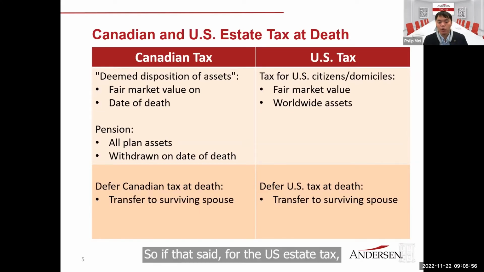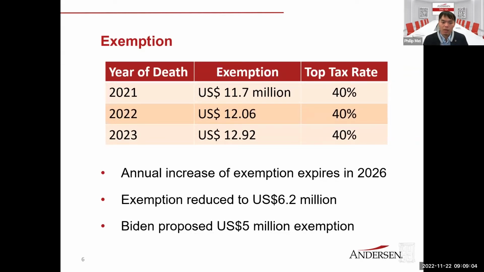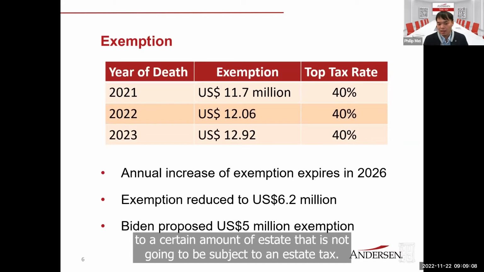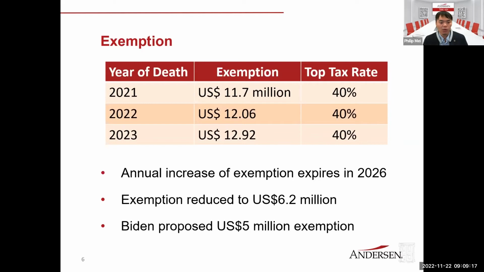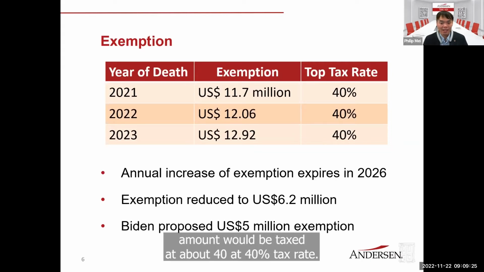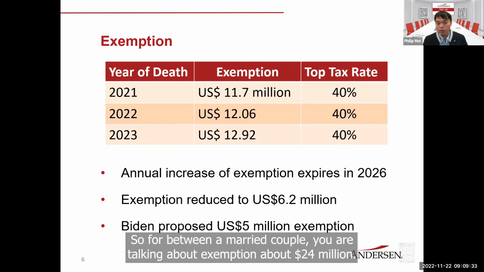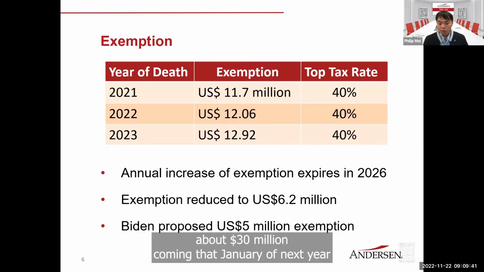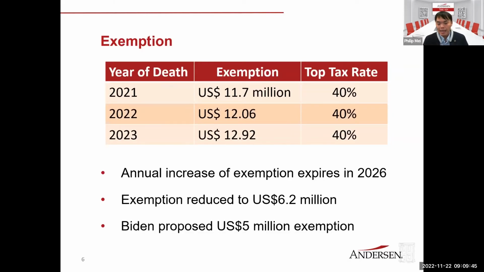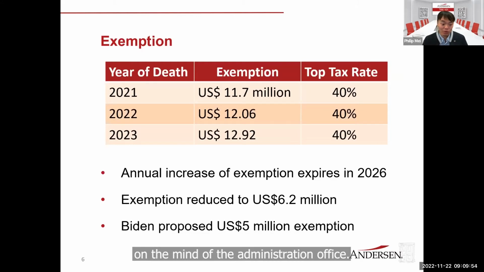So with that said, for the U.S. estate tax, there is one major concept, the lifetime exemption. You could think about it as essentially an exemption for a certain amount of estate that is not going to be subject to any estate tax. The exemption amount is subject to inflation adjustment. Currently, as of the year 2022, we have about $12.06 million of exemption. Any estate over the exemption amount would be taxed at about 40% tax rates. And each individual taxpayer has the same amount of exemption. So for a married couple, you are talking about an exemption of about $24 million. And then such exemption would be adjusted to about $13 million coming in January of next year. One key idea about the exemption is that it is a hot topic on the mind of the administration.